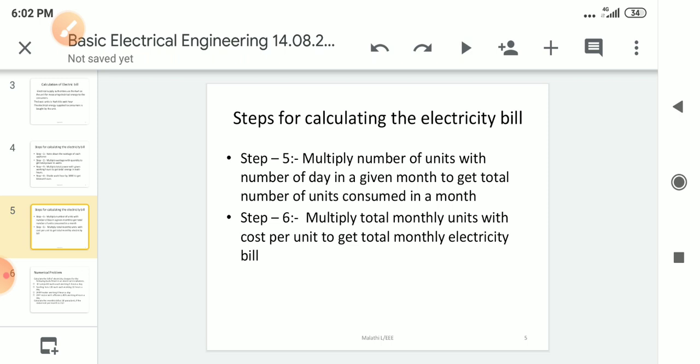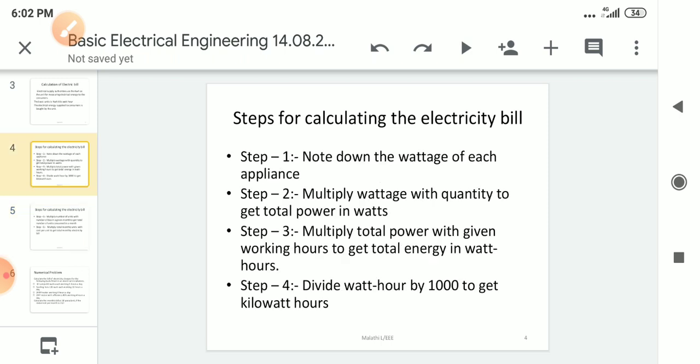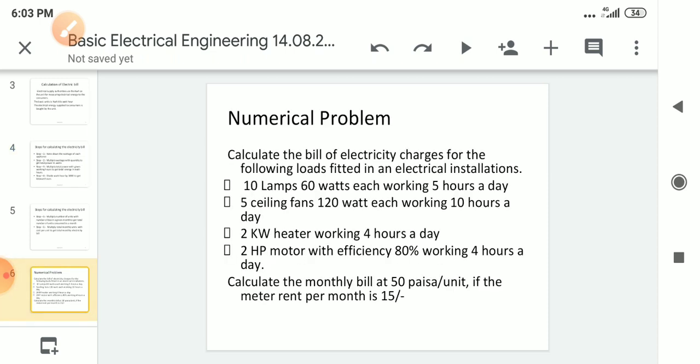Right? I think you read these points. Next, if we solve some numerical problems, then you are able to understand it properly. So let's see the numerical problem. Here, this is one example. Let's start.